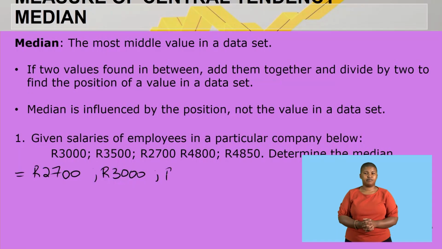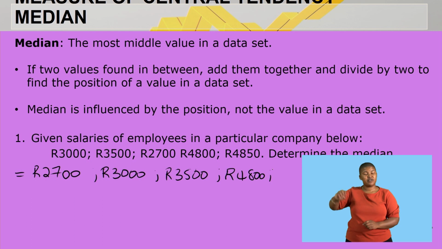We have 2,700, followed by 3,000, thereafter 3,500, and then 4,800, and lastly 4,850. So we have 5 salaries and the given data also indicates 5.